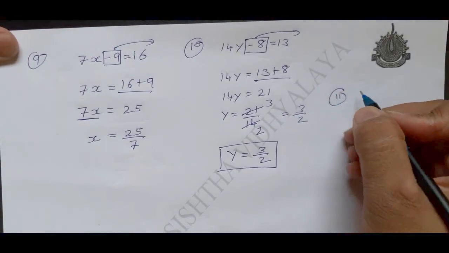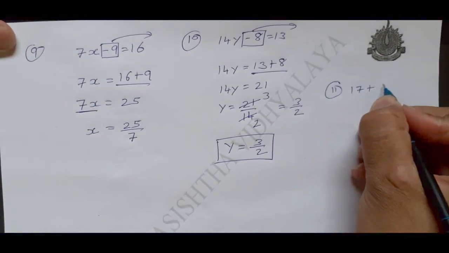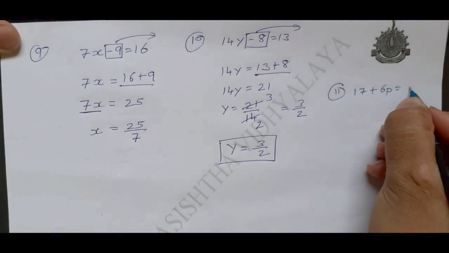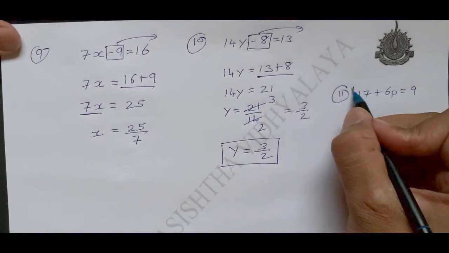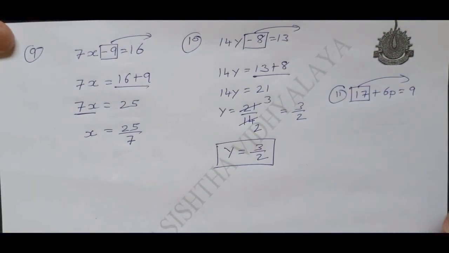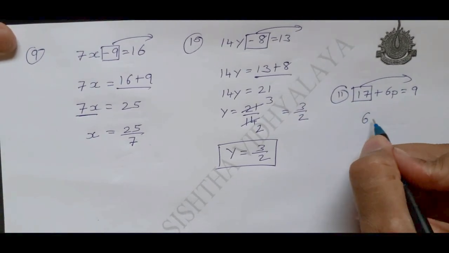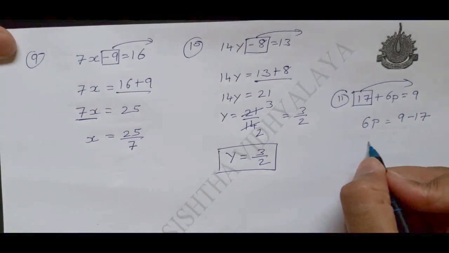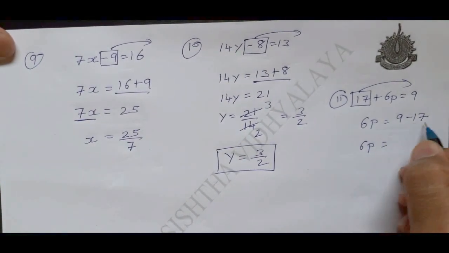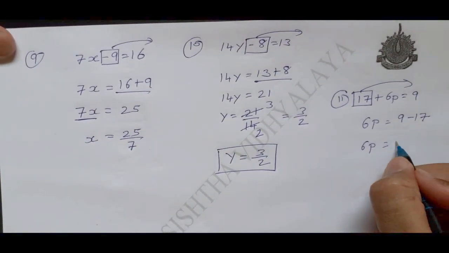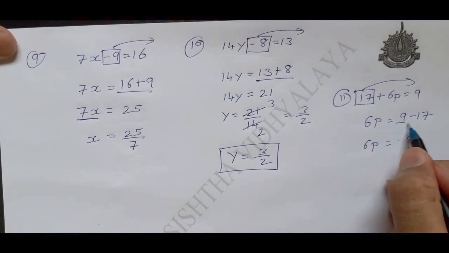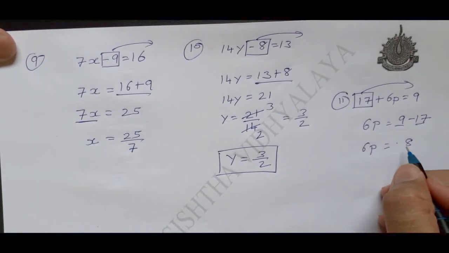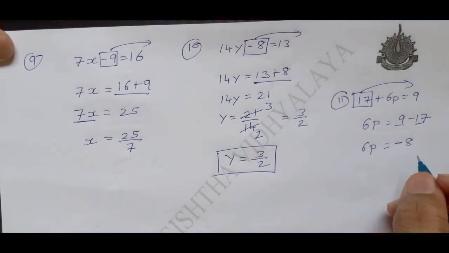Then the 11th one, 17 plus 6p is equal to 9. Then we will send this 17 to the RHS side. So 6p is equal to 9 minus 17. Now if we subtract 9 minus 17, we get the answer 8 with the sign of the bigger digit. Which number is greater? 17 is greater. So we will get the sign minus.